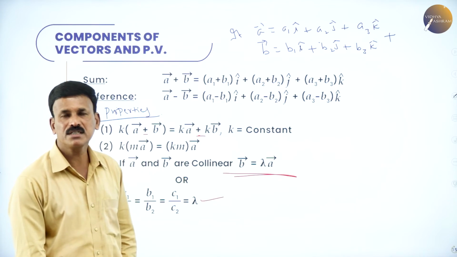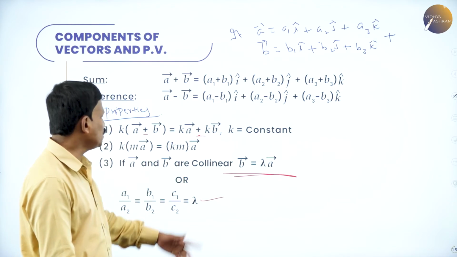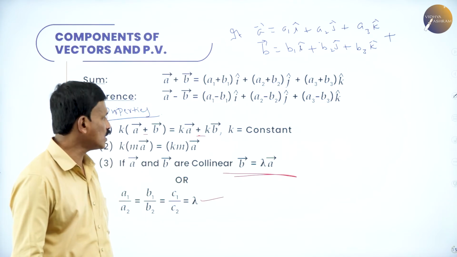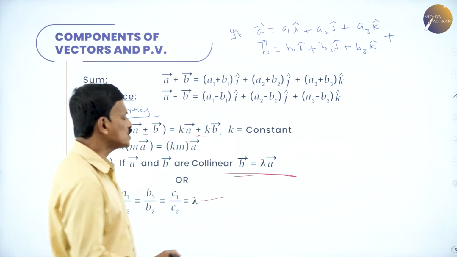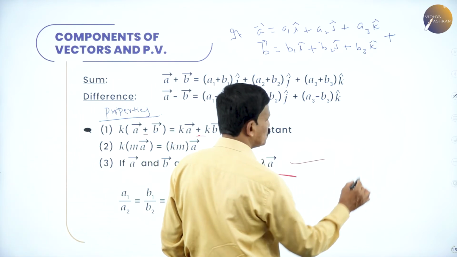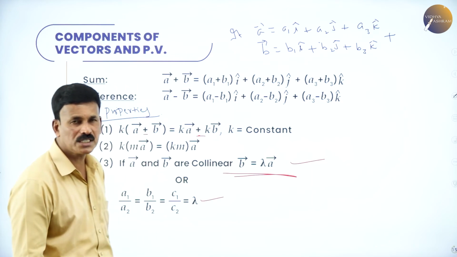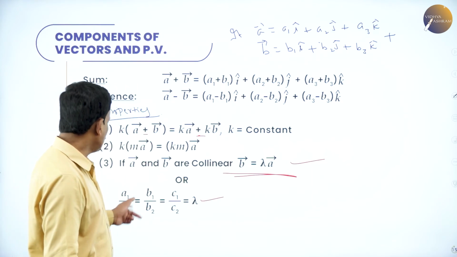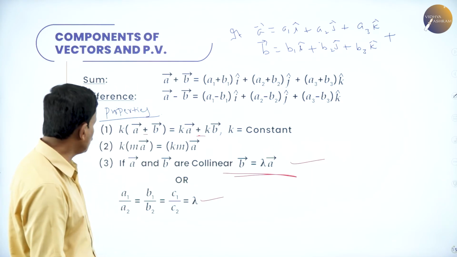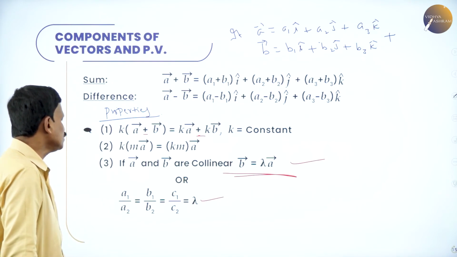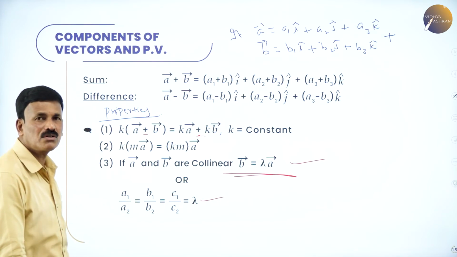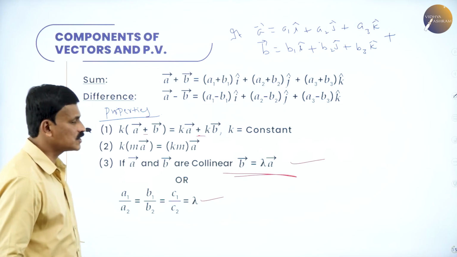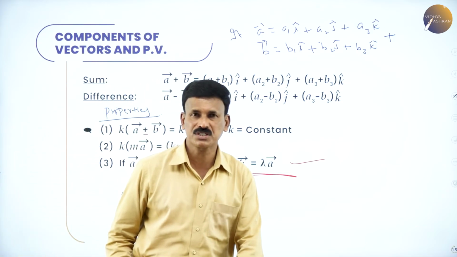For collinear vectors, suppose A and B are any two vectors, then vector B is equal to lambda times vector A. This is the property we use to prove that the given vectors are collinear. Or, if the ratios A1 by A2 is equal to B1 by B2 is equal to C1 by C2 is equal to a constant lambda, then it is called a collinear vector.